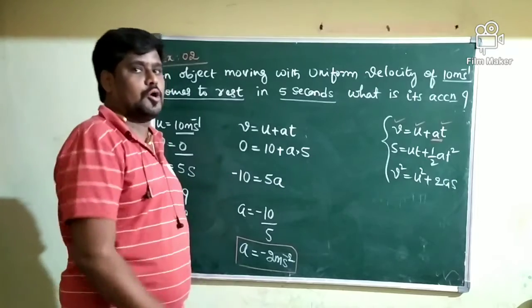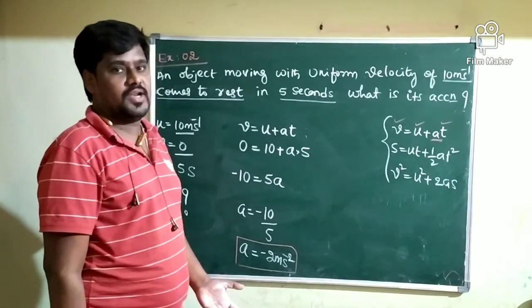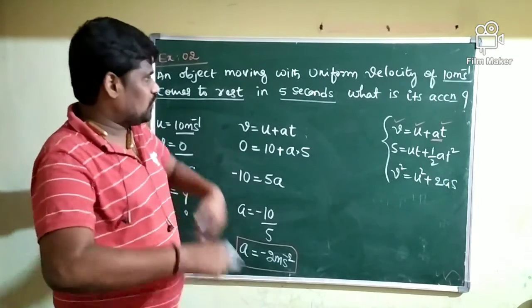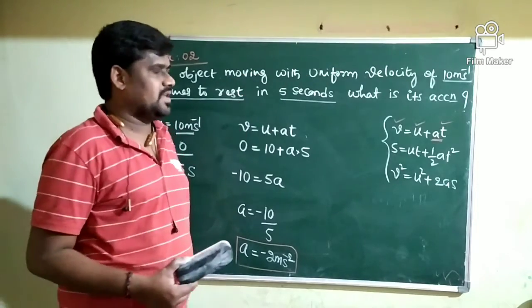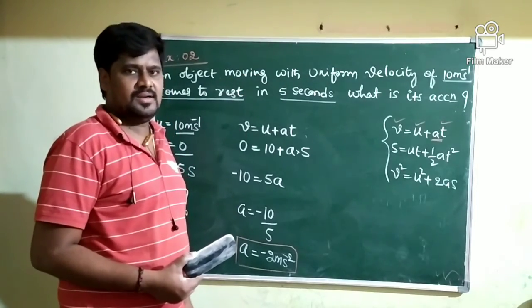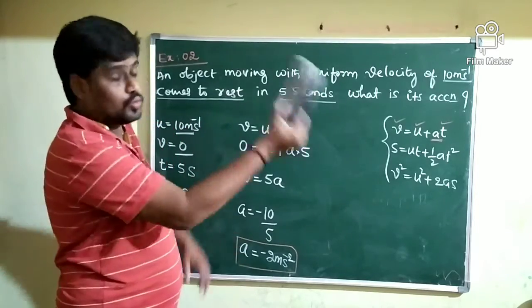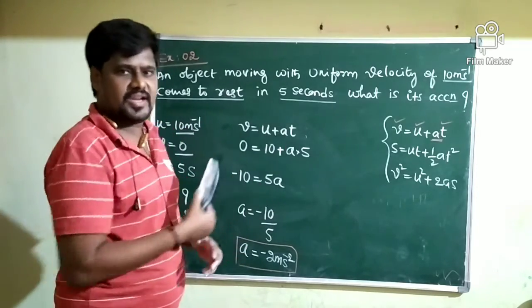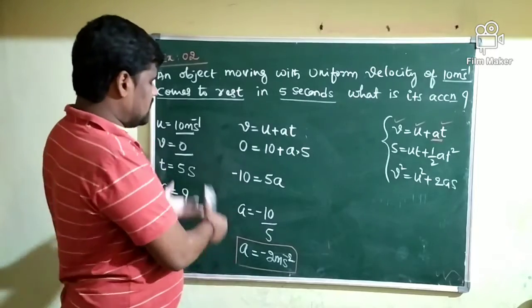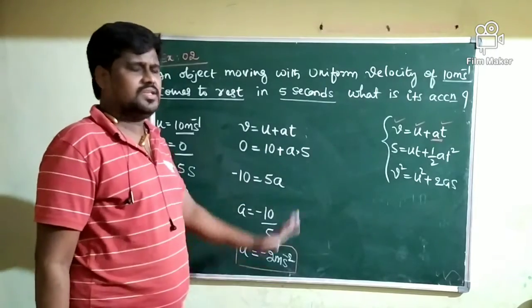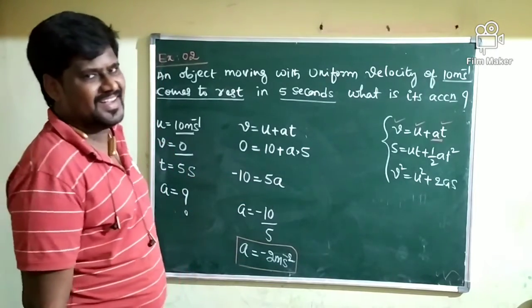But in the previous problem, initially the body was at rest. After 5 seconds, the body had a velocity of 10 meter per second. In that case, the velocity was increased from 0 to 10. Hence, the acceleration was positive. But here, the velocity is decreased. Therefore, the acceleration is negative.